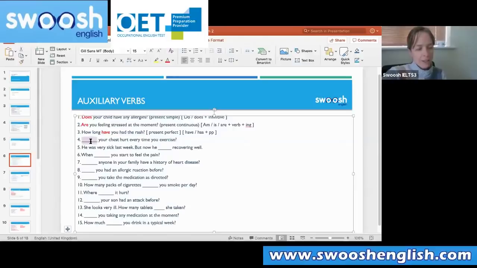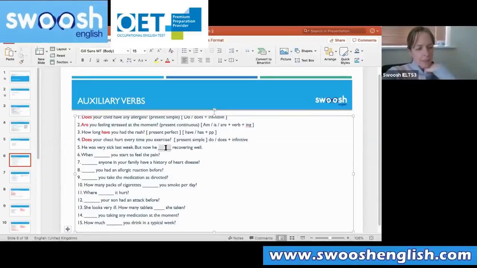Next one. Number 4. Anyone? What's the auxiliary verb here? Yes, does. Well done. Everyone knows that. What's the tense? And how do we make it? Do or does plus the infinitive. We did that one already before.